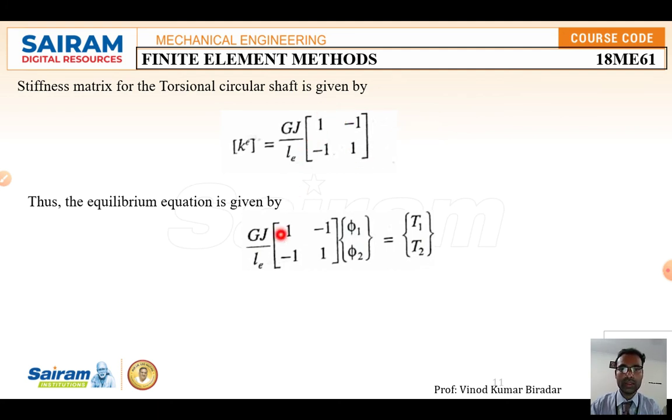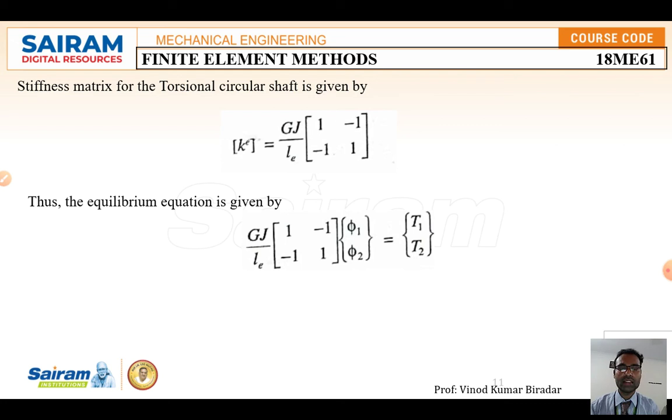Here the K value is GJ by Le times [1 -1; -1 1]. These are the displacements, the rotations phi 1 and phi 2. These are the torques. This expression we are going to call the element stiffness matrix for the torsion element. This derivation is very important from the point of view of the examination in part 2 of module 3. You have to remember this derivation.